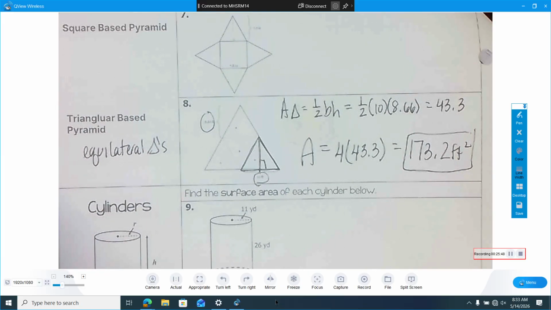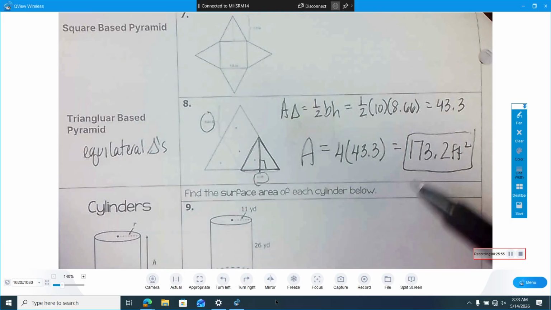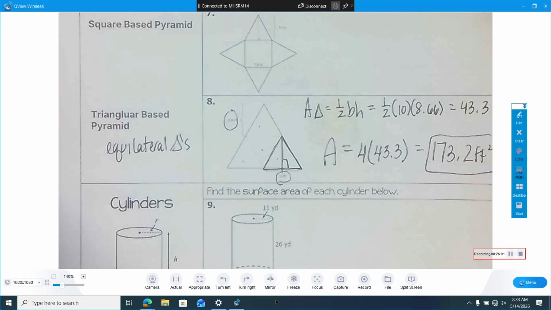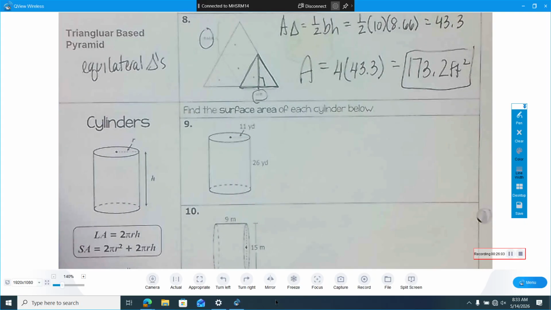Questions on that? You're getting it, right? Just adding areas. That's the whole triangle, the big one? Yes, the 173 is all 4 of those little triangles added up.